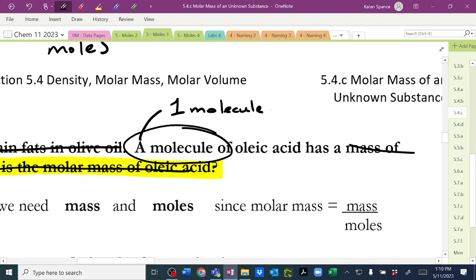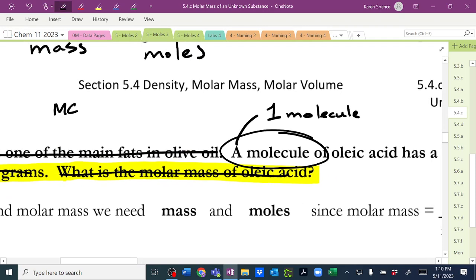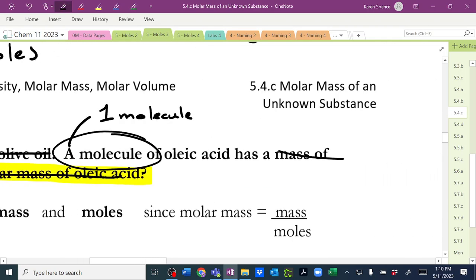Are we able to convert one molecule into moles? Molecules and moles, can we convert between molecules and moles? What conversion factor do we use to go back and forth between molecules and moles? We use Avogadro's number, yes, Avogadro's number. So let us convert molecules into moles. So let's cancel the molecules and find the moles.